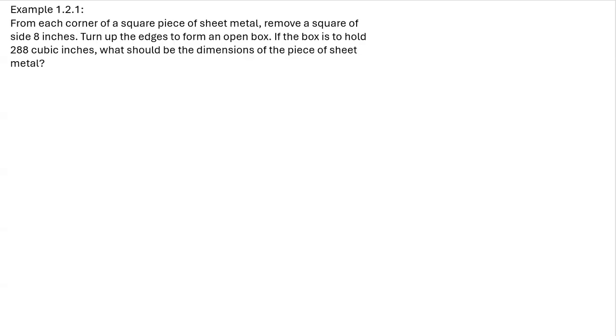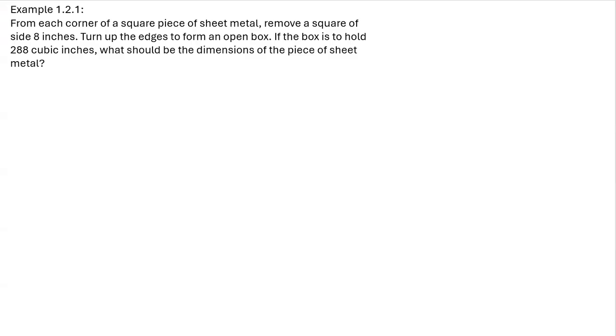Again, if that sounded like gibberish to you, I would read it again and again until it starts making sense. I would do the same thing. All right, so first let's draw a picture, because a picture helps us a lot, especially in word problems, or some kind of organization or visual. So it says from each corner of a square piece of sheet metal. So let's draw that. So we have a square.